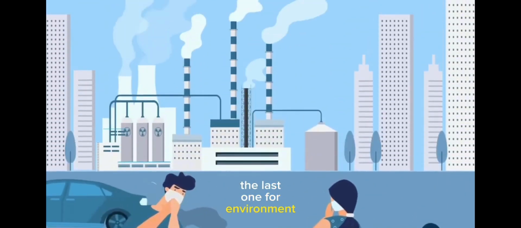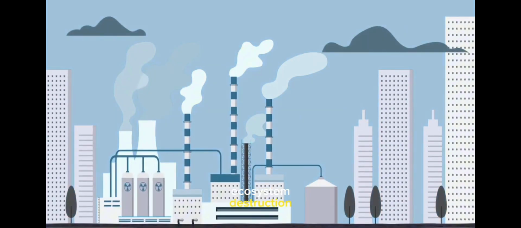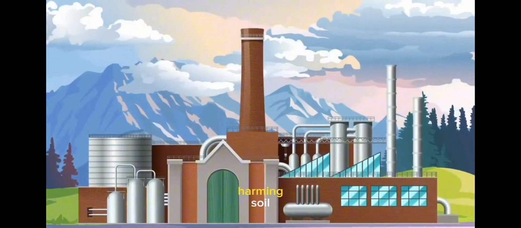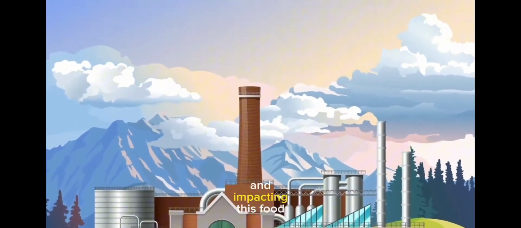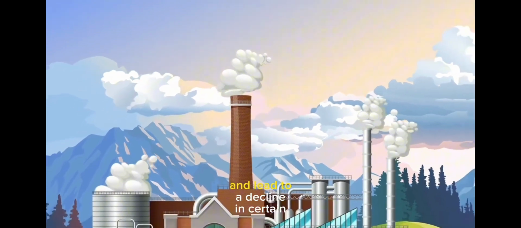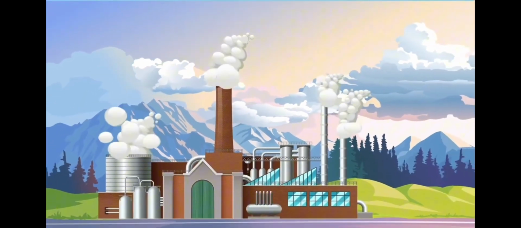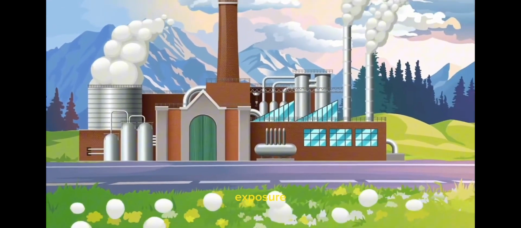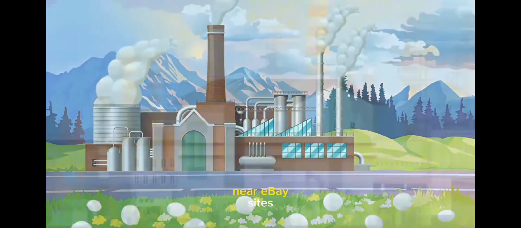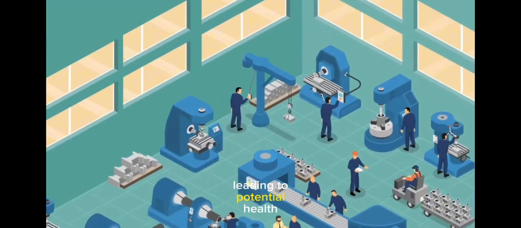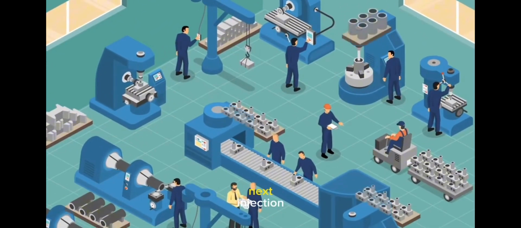The last one for environmental impact is ecosystem destruction. Soil pollution can disrupt the delicate balance of ecosystems, harming soil-dwelling organisms and impacting the food chain. It may also affect biodiversity and lead to a decline in certain species. As for human health impact, it might cause direct exposure. People living or working near e-waste sites may come into direct contact with contaminated soil, leading to potential health hazards. Next, ingestion.